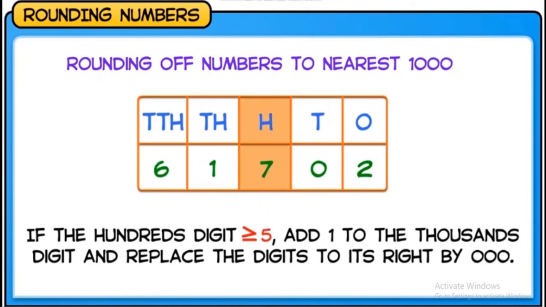If the digit at the hundreds place is 5 or greater than 5, add 1 to the thousands digit and replace all the digits to its right by zeros. Thus, the number 61,702 rounded off to the nearest thousand is 62,000.